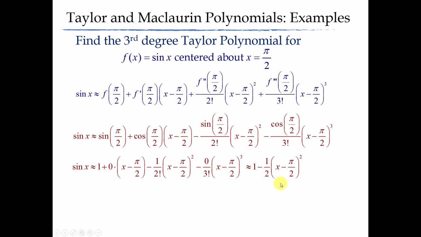If we were to go one more step out, it'd be 1 over 4 factorial times x minus pi over 2 to the fourth power, and that'd be a fourth degree polynomial. And we don't want that. We want a third degree, so this would be our third degree Taylor polynomial.